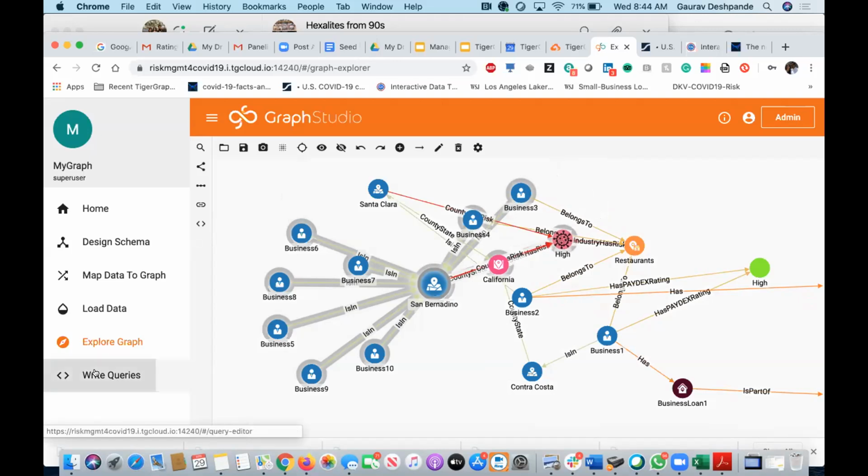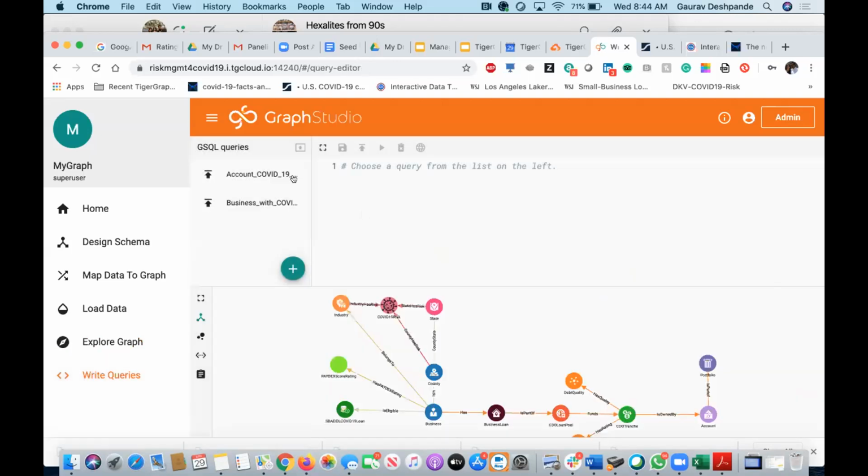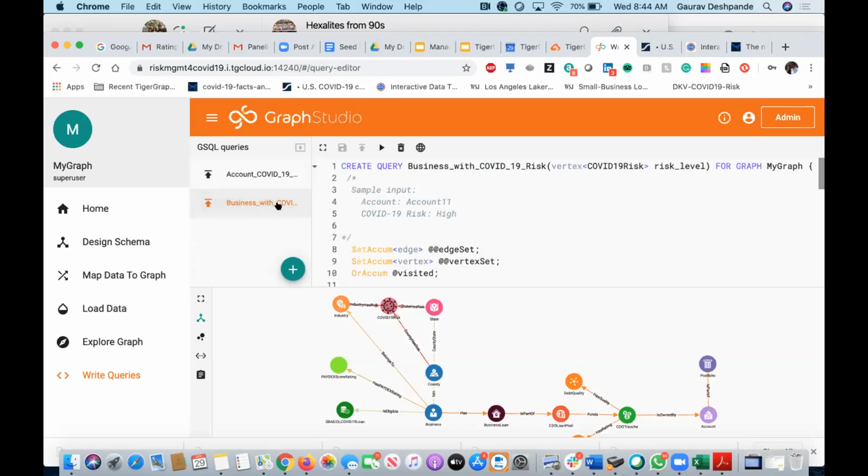In the interest of time, I'm just going to briefly cover the queries here, and I'm going to leave it as an exercise for you to look at the rest later. So there are 2 queries. You can write any number of queries. I've written some simple queries here to illustrate the point.